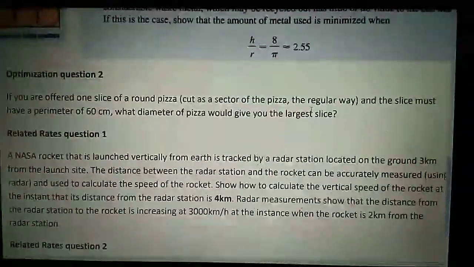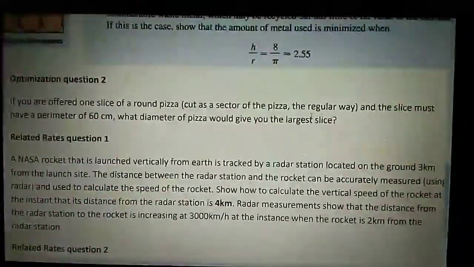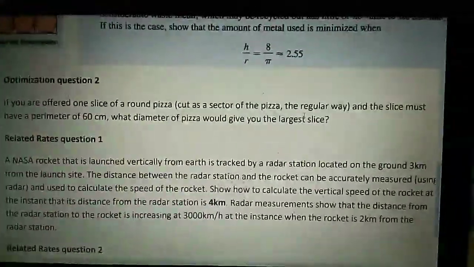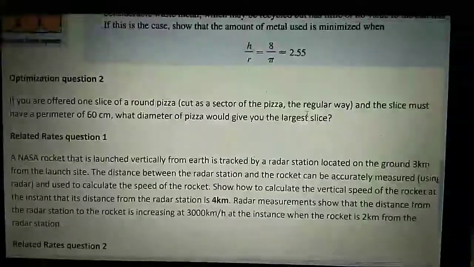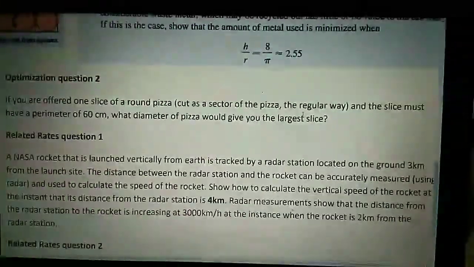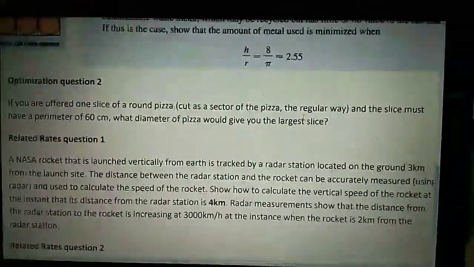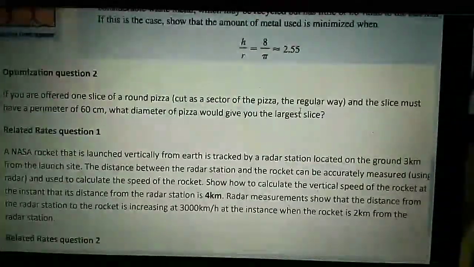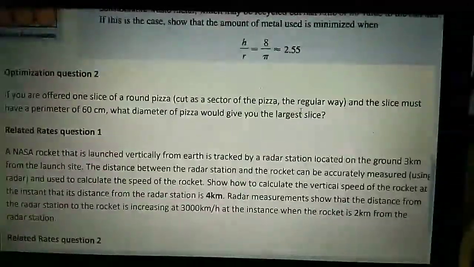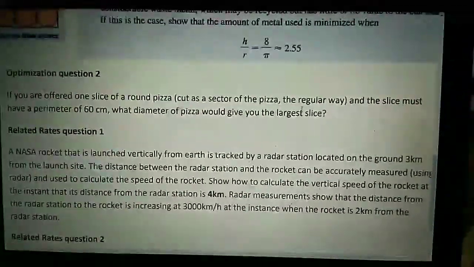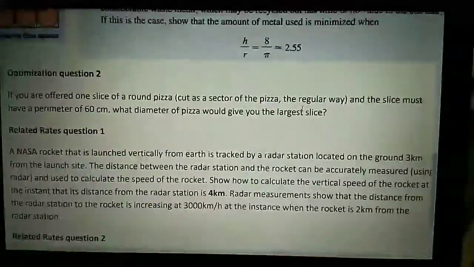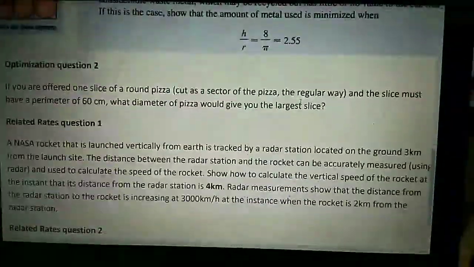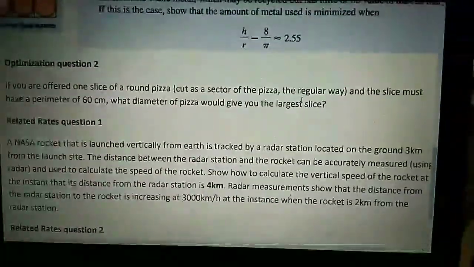So today we're going to be looking at a math problem, optimization to be specific. The problem is rather interesting. Optimization number 2, as you can see, talks about pizza. The problem goes that if you are offered one slice of a round pizza, cut as a sector the regular way, and the slice must have a perimeter of 60 centimeters, the question is, what diameter of the pizza would give the largest slice?